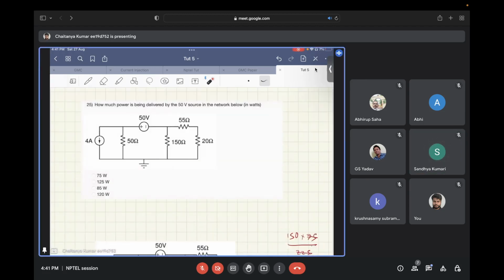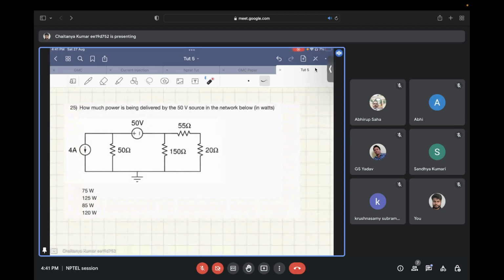Now you have this question. You need to find out how much power is being delivered by the 50-volt voltage source in the particular circuit. So please try it out.